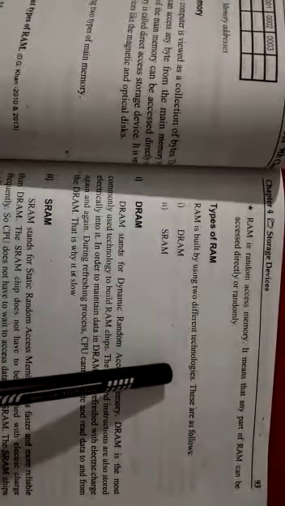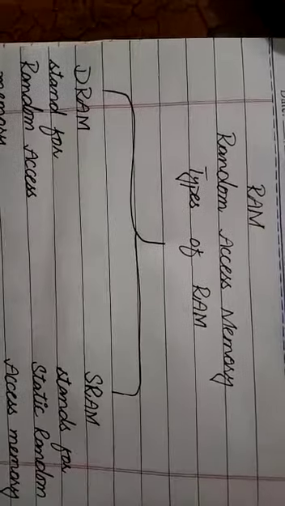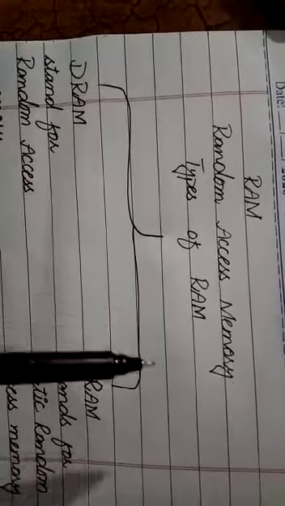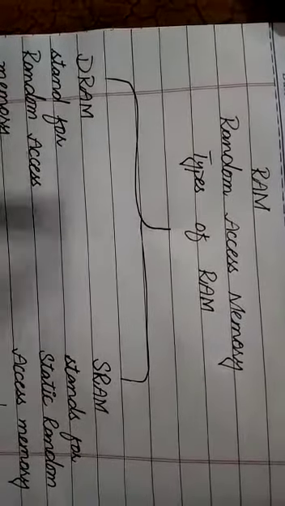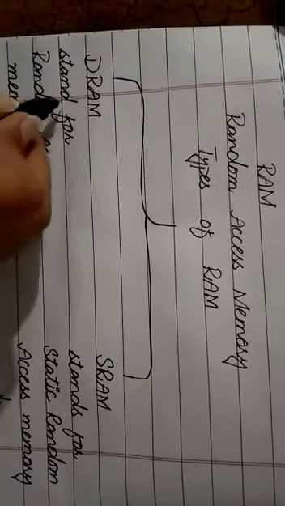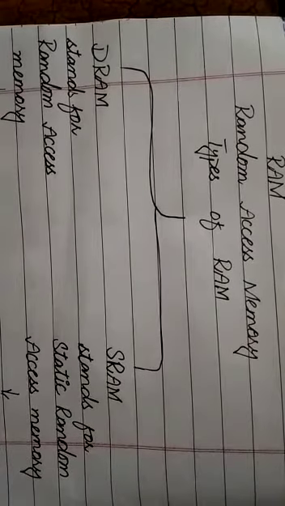Next, types of RAM. RAM is built by using two different technologies. These are as follows: DRAM and SRAM. We will see what is DRAM and SRAM. RAM stands for Random Access Memory, and there are two types of RAM, DRAM and SRAM. DRAM stands for dynamic random access memory and SRAM stands for static random access memory.